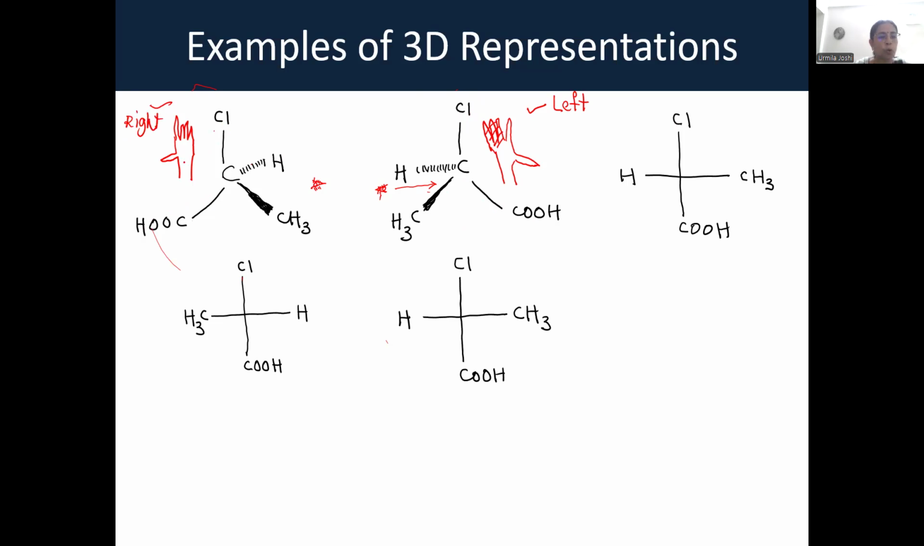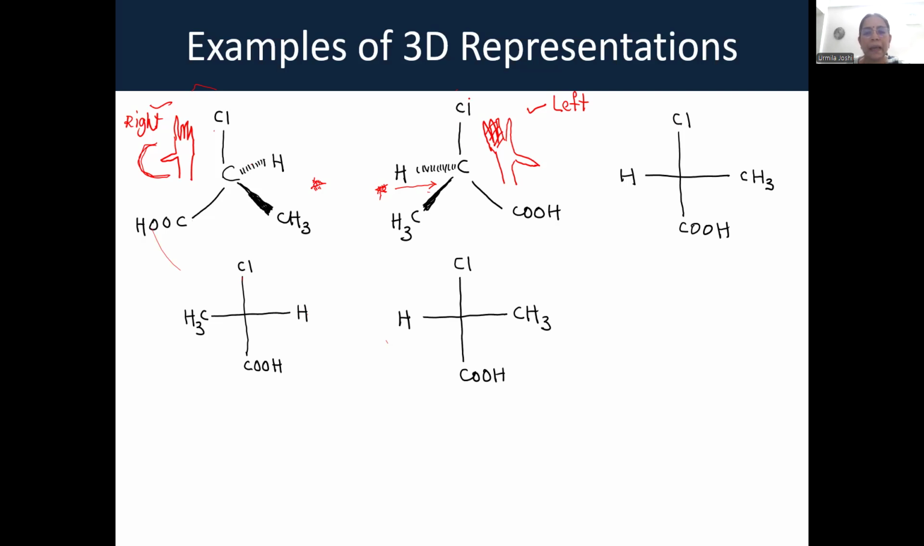Okay. So you wrote Cl and COOH. Okay. Now, what is the direction of the thumb? Towards your left. Correct? If the direction of the thumb is towards your left, you have to put the thick line or the wedge substituent on the left and the dotted line substituent on the other side. I hope this is clear.